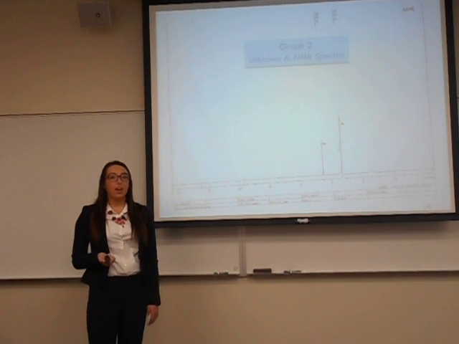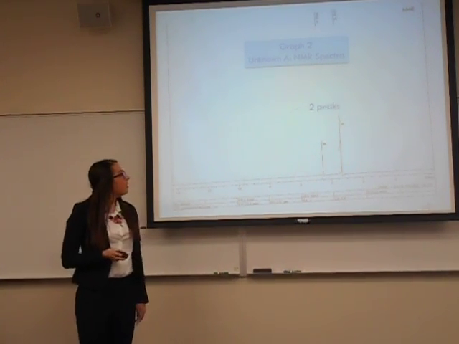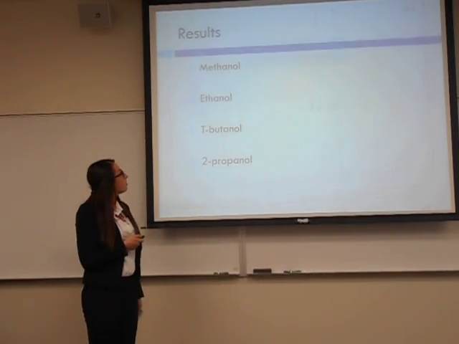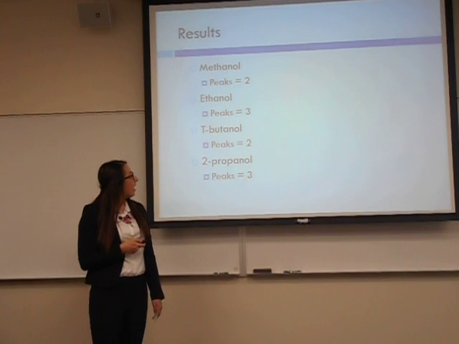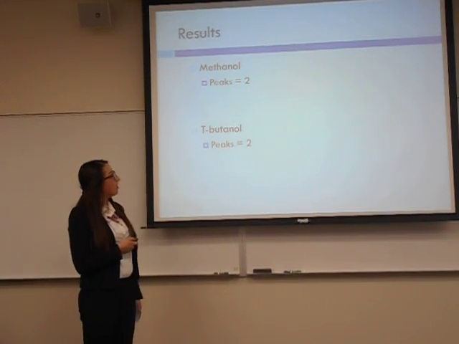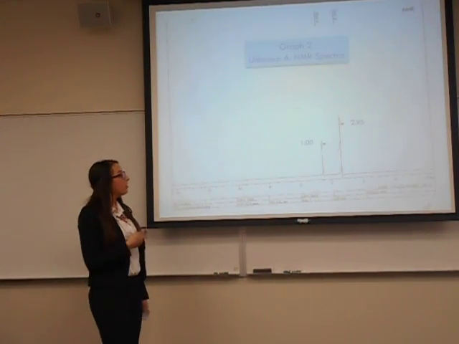So now we must look at our NMR spectra of our unknown to determine what our unknown is. So we see here that the NMR graph shows 2 peaks. So from here, we can eliminate both ethanol and T-propanol because they have 3 peaks. So we are left with methanol and T-butanol. Now we go back to our NMR graph and look at the ratio.